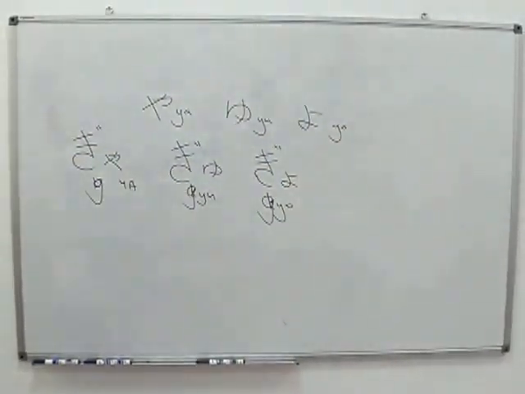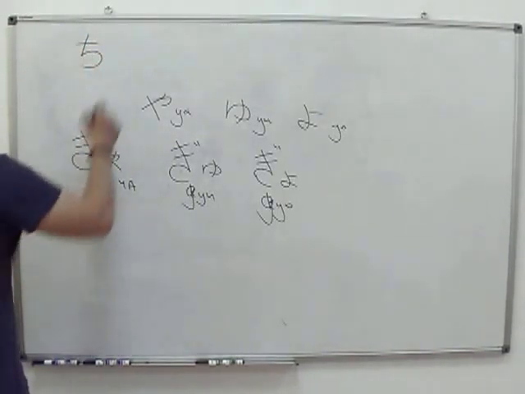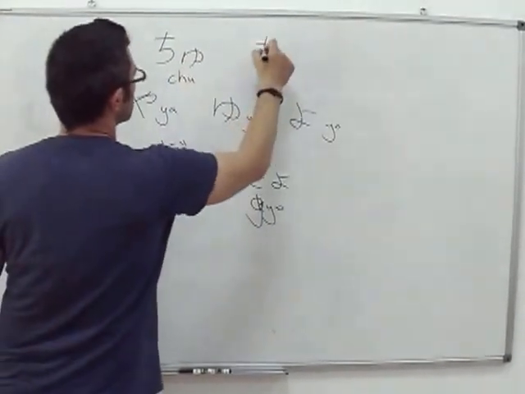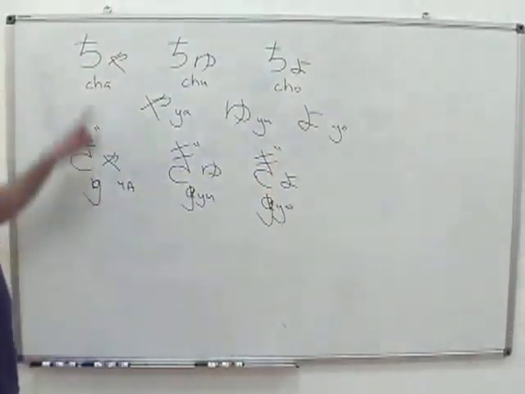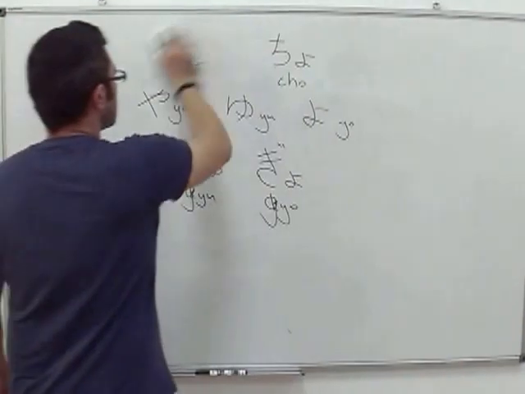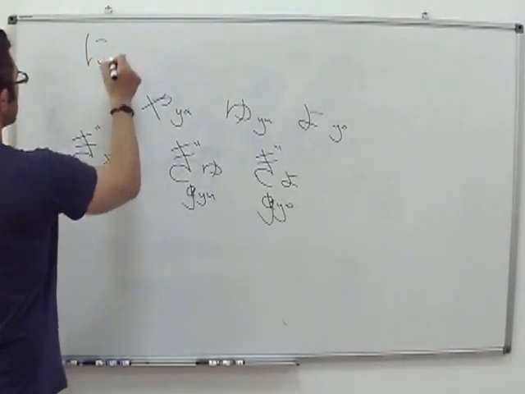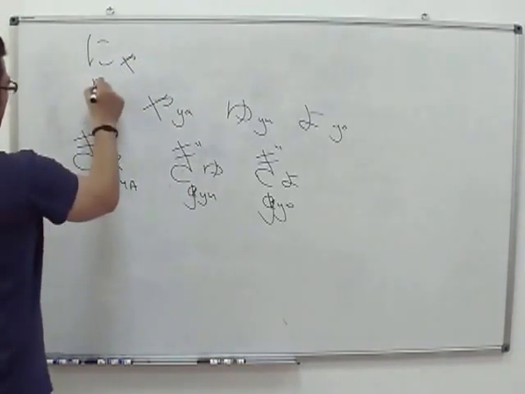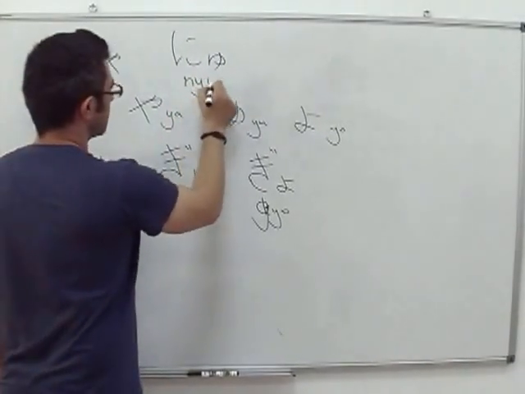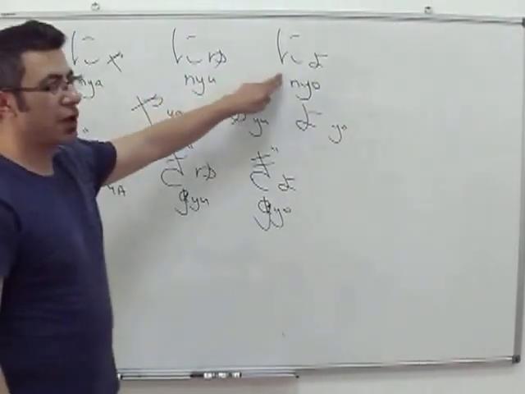And from the sound alphabet ta, chi, tsu, te, to, we have the E sound by chi. Cha, chu, cho. Cha, chu, cho. And from na, ni, nu, ne, no, we have the sound ni. Small ya, nya. With small yu combination, nyu, nyo. Nya, nyu, nyo.